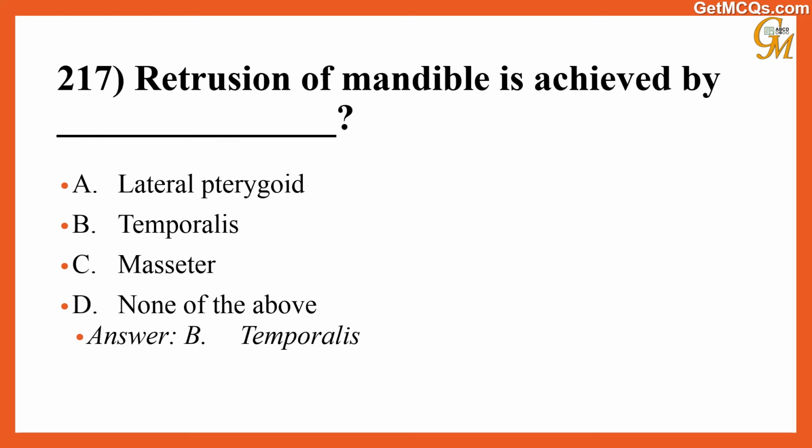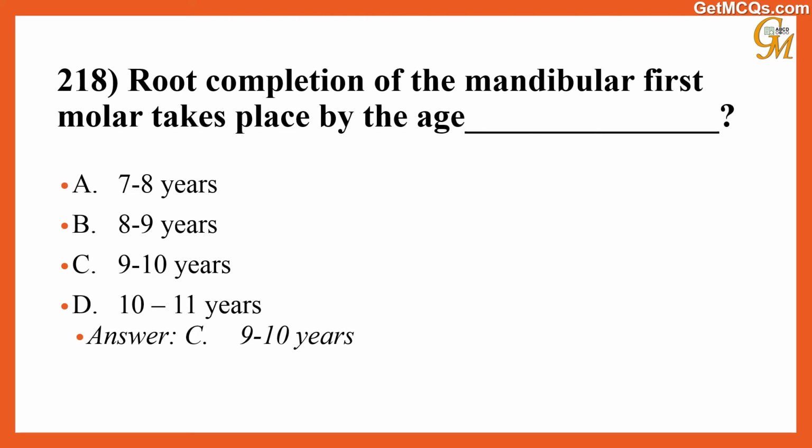217. Retrusion of mandible is achieved by? Answer: B. Temporalis. 218. Root completion of the mandibular first molar takes place by the age? Answer: C. 9 to 10 years.